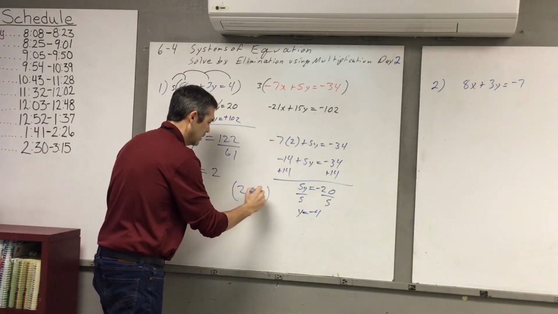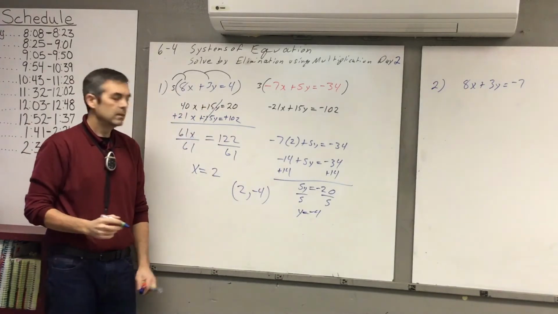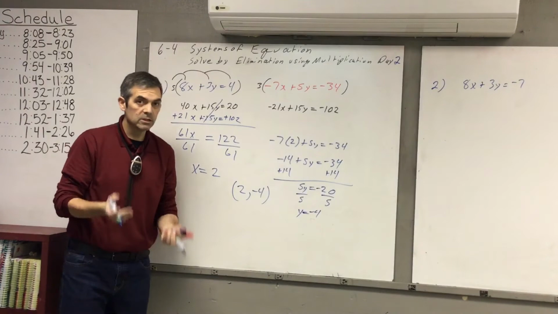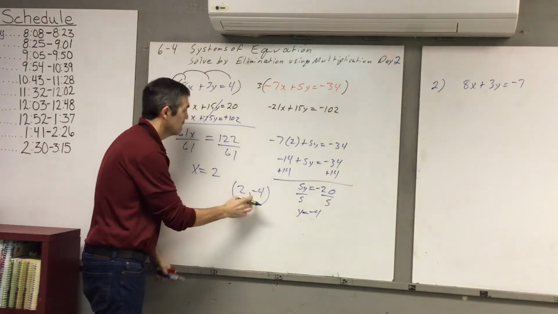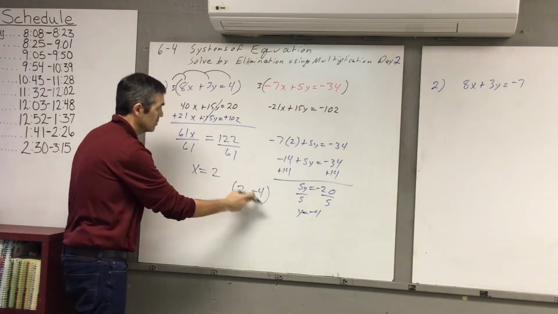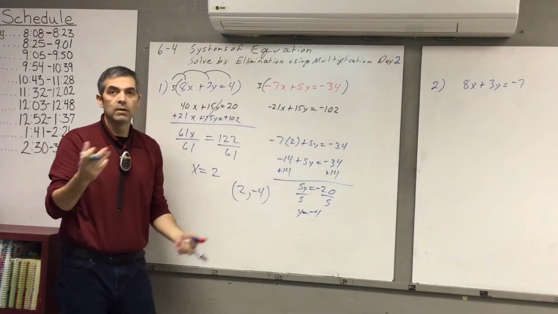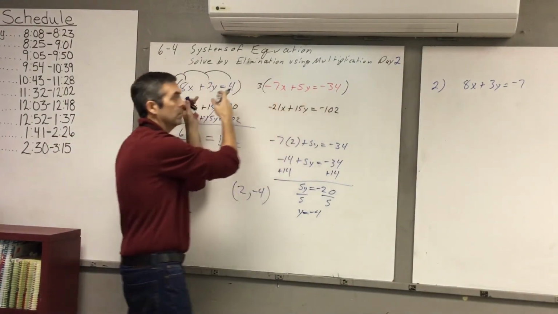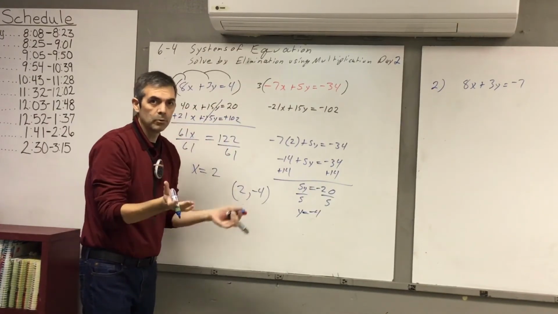2, comma, negative 4. That is the point where these two lines cross, and if you want to check, substitute 2 in for x, substitute negative 4 in for y, solve, and see to make sure that both sides are equal. And do that with both equations, because you want to make sure that that's where both of them cross.